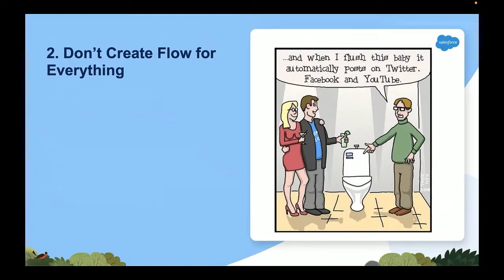Do not create a flow for everything. If something can be achieved through an out of the box feature, use that. For example, you may want to display the account billing country on an opportunity. A formula field is the right solution for it. Or you may want to display the number of open opportunities and closed opportunities on an account. You can use a roll up summary field. Or if you want to display it graphically, you can use a report plus report chart.